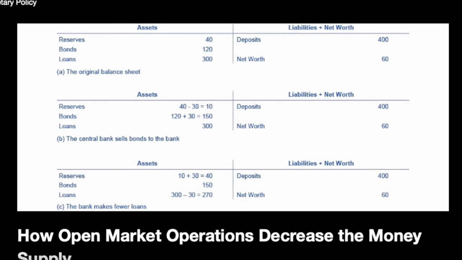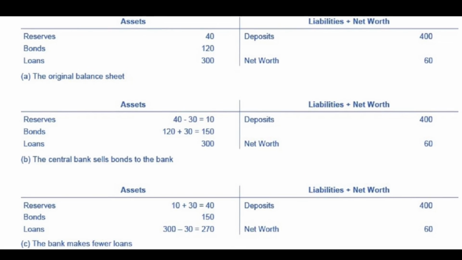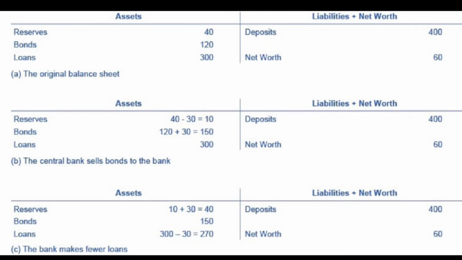How open market operations decrease the money supply. Table A shows the balance sheet of Happy Bank before the central bank sells bonds in the open market. Table B shows that Happy Bank purchases $30 million in bonds. Happy Bank sends $30 million of its reserves to the central bank, but now holds an additional $30 million in bonds. However, Table C shows that Happy Bank wants to hold $40 million in reserves, so it will adjust down the quantity of its loans by $30 million to bring its reserves back to the desired level.